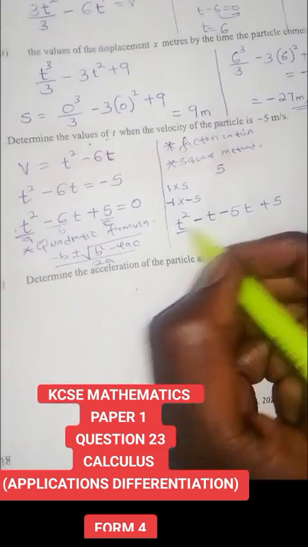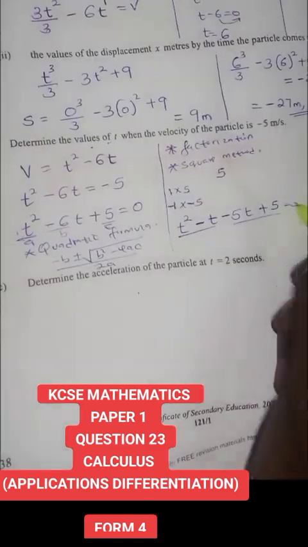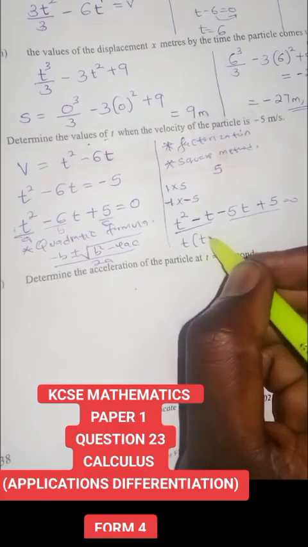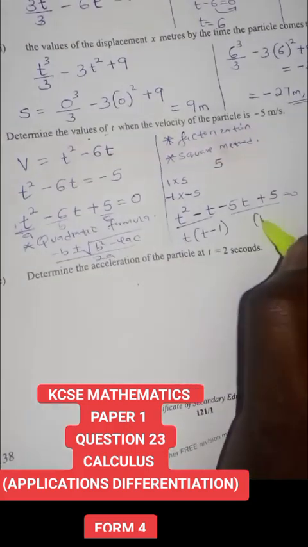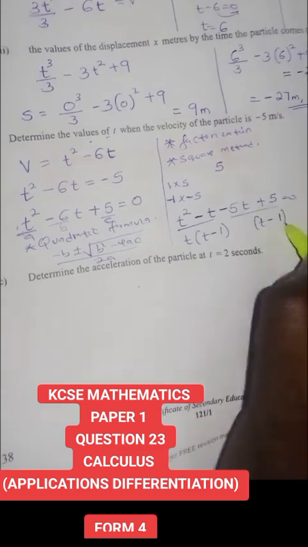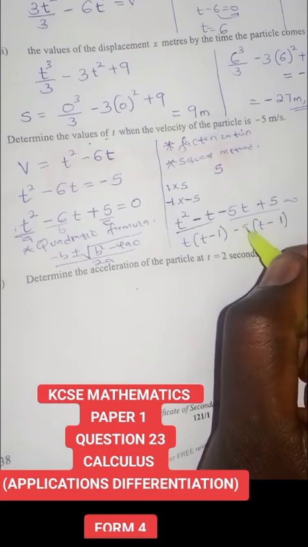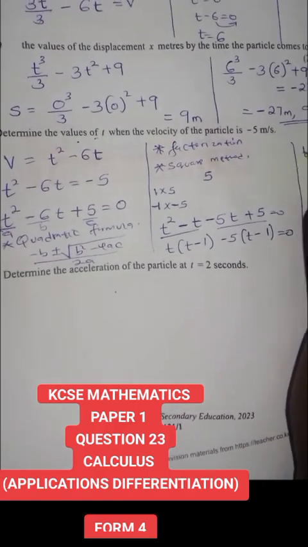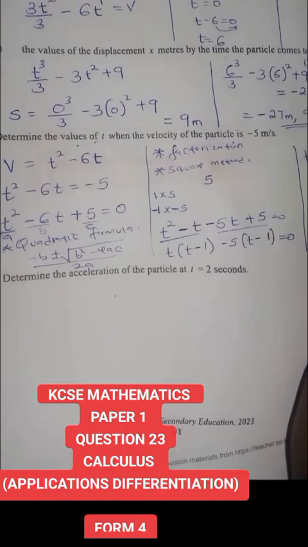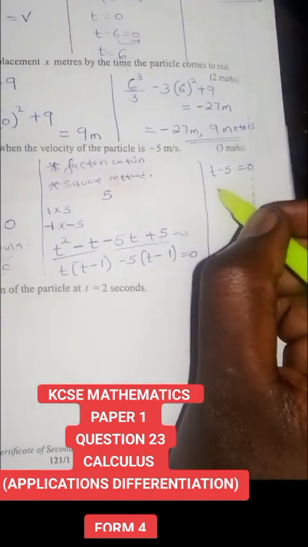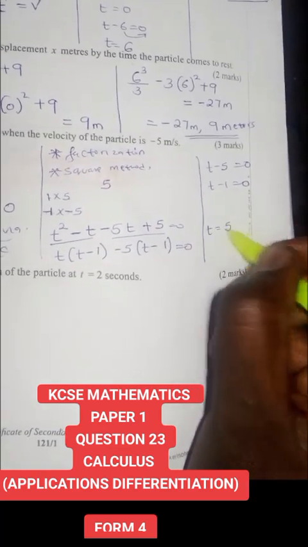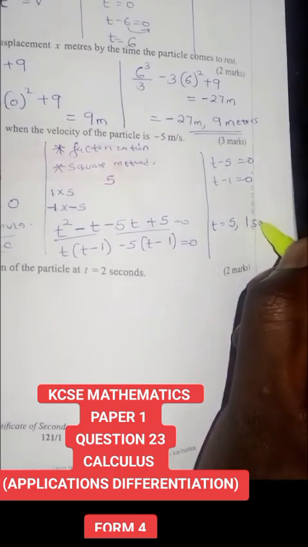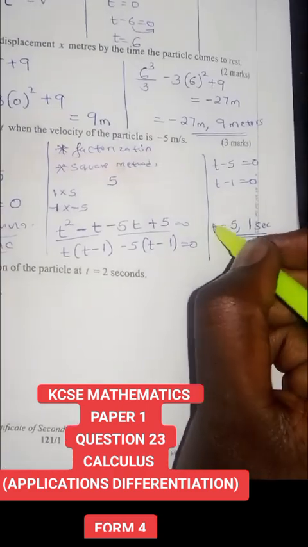Then I factor them into 2. Therefore, t is common, so I have t minus 1. Then here also I take the common number, which is 5. So I take the ones outside. T minus 5 is equal to 0. And here, because they are both the same, I just take t minus 1 is equal to 0. So if I take them all to the other side, you find that the value of t is 5 and 1. Remember, time, the unit is seconds.